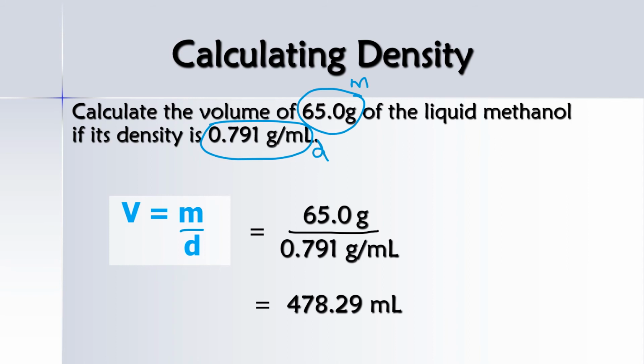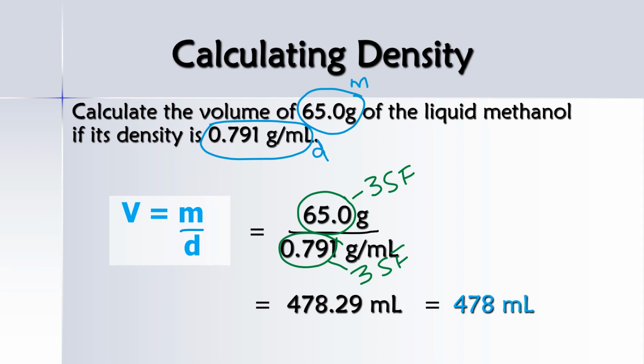Once again, we want to make sure we have the correct number of sig figs. The number at the top has 3 sig figs. The number at the bottom also has 3 sig figs. So we want our answer to have 3 sig figs as well, which means we want to keep the 4, the 7, and the 8, and we want to get rid of the 2 and the 9. So the answer will be 478 milliliters.